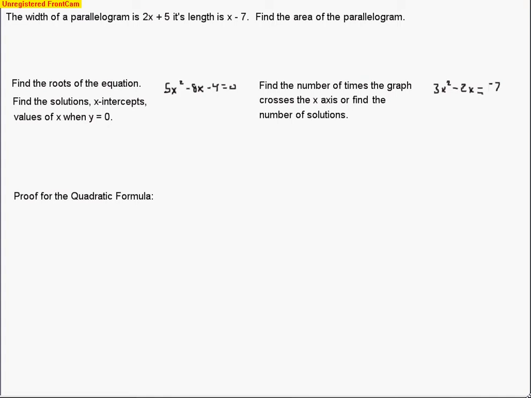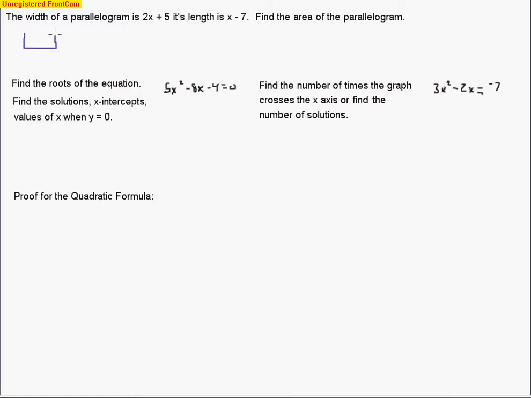This is the second half of the lesson for Handout 3A. So taking a look at our first problem, it talks about a parallelogram. The width of a parallelogram is 2x plus 5, and its length is x minus 7. Find the area. So if you're a little unsure, again, draw a picture of what's going on.